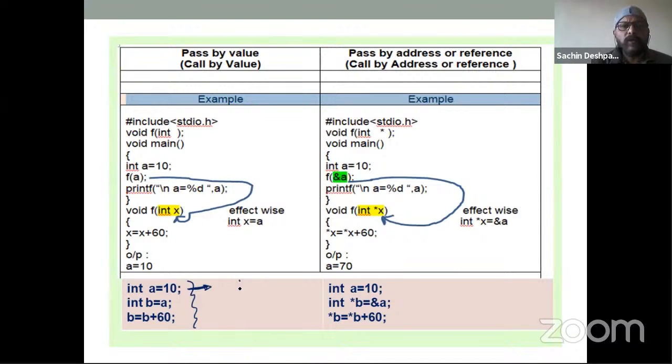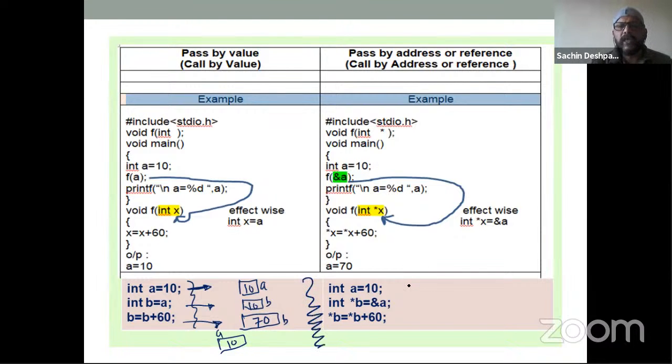This is an attempt to declare one variable whose name is A, and the value is set to 10. This is an attempt to declare another variable B, and the value of B is also set to the value of A, which is 10. And now if we write B is equal to B plus 60, it is common sense here. This results in 10 plus 60, so the value of B becomes 70, but the value of A still remains 10 only.